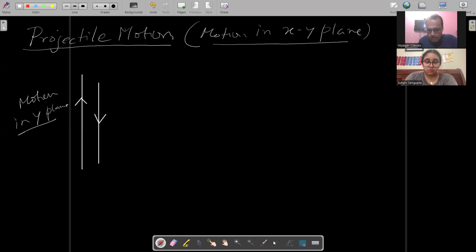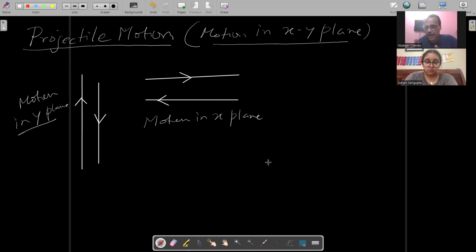We have talked about the horizontal motions. Suppose this is the motion. It may be uniform, it may be with certain acceleration. So this motion, we are saying this is a motion in X plane. But now we are going to discuss a motion where both are combined, that means motion in X plane and motion in Y plane, these two motions will combine and form a new category of motion. You get my point?